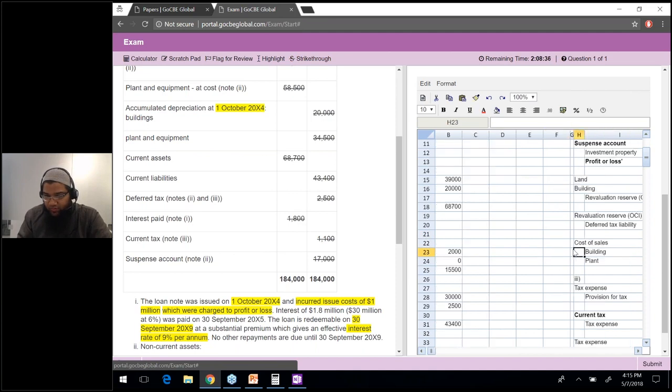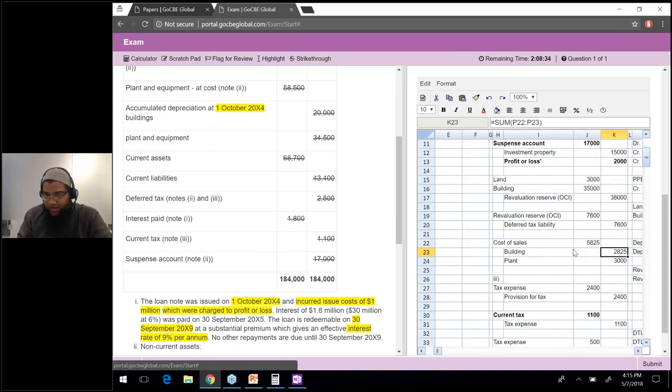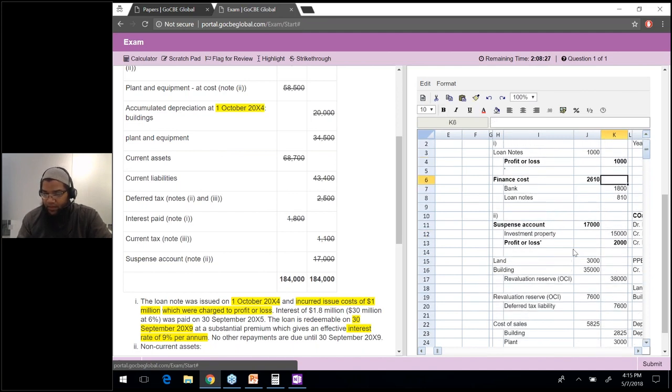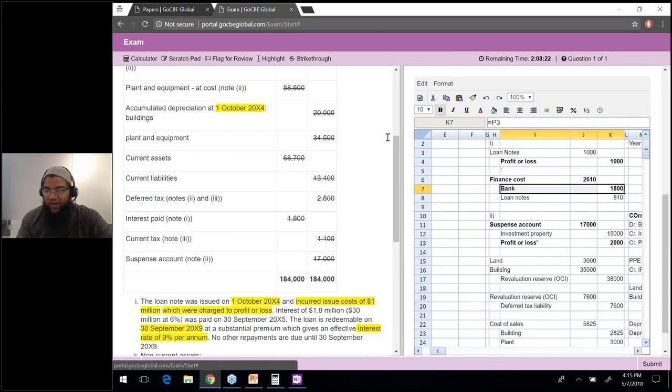Let me show you where. In the interest cost of bank credit, we have already incorporated this 1,800. So now the first step is basically to incorporate the values from the trial balance into the balance sheet that we are preparing.